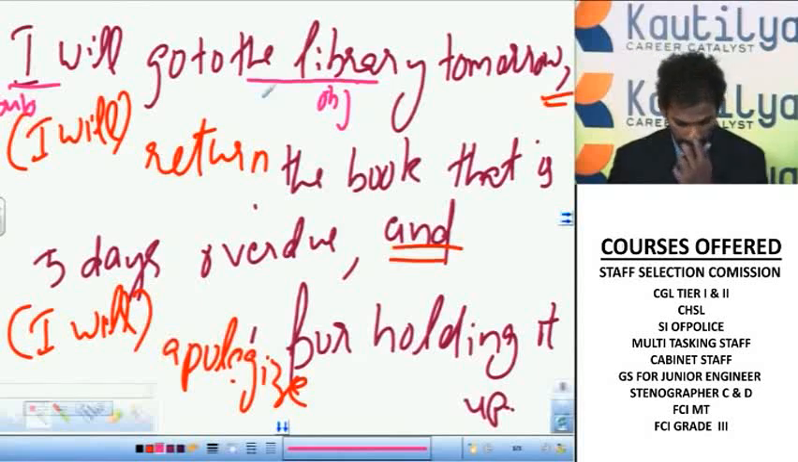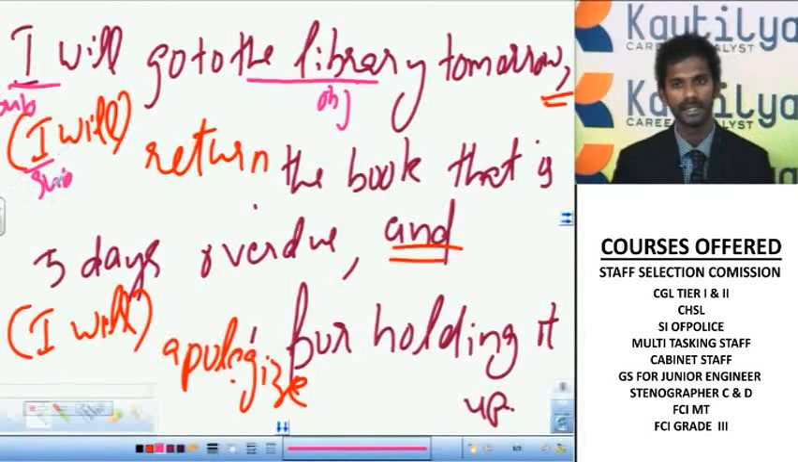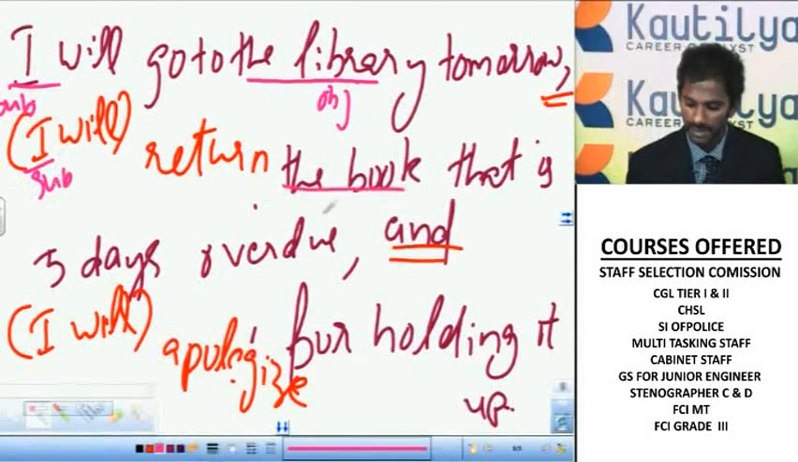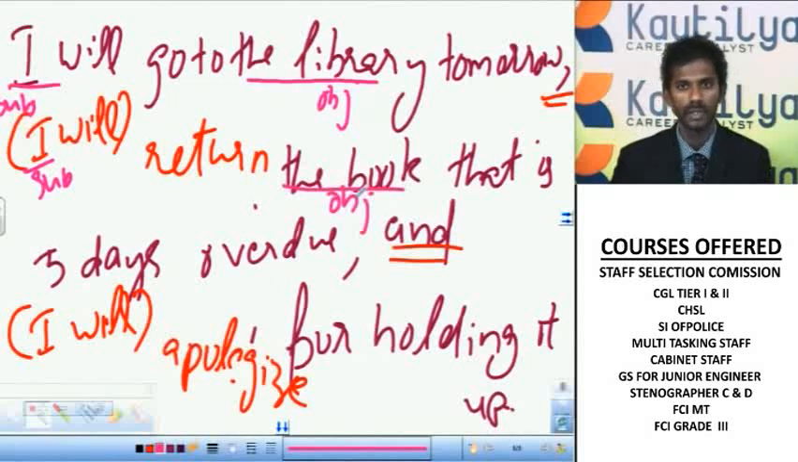Come to the second idea. Return the book that is 5 days overdue. What is the subject in this sentence? The subject in this sentence is I, which is understood. Right? Return is same as I will return. So I is the subject which is understood here. What is the object here? Object is book. And predicate is will return the book that is 5 days overdue. So this is also a part of a sentence containing a subject and a predicate. So this can also be termed as a clause, right?